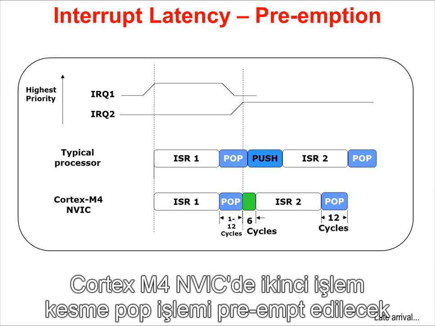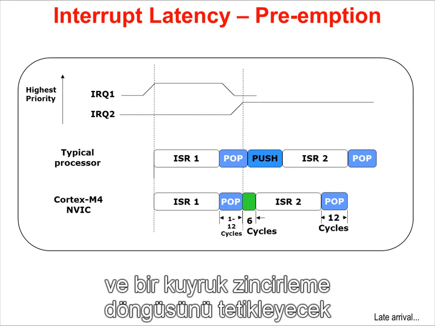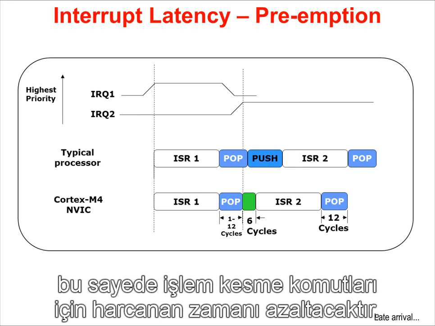On the Cortex M4 NVIC, the second interrupt will preempt the pop process and trigger a tail chaining event, again decreasing interrupt latency.